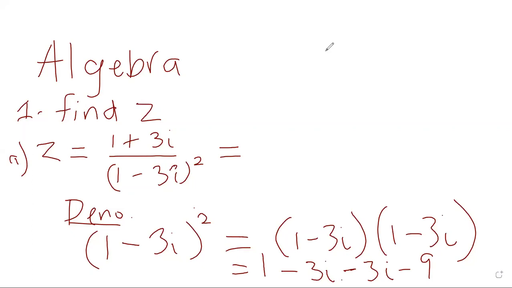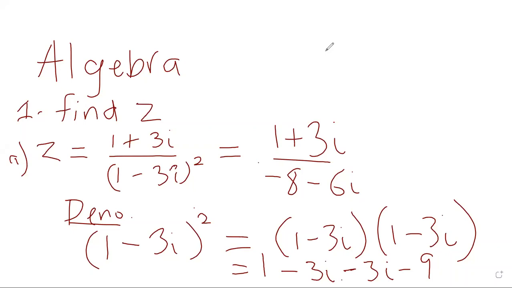So if we solve it, if we write it, we get for the denominator minus 8, because 1 minus 9 is minus 8. And then we have minus 6i. And then for the numerator here, we have 1 plus 3i. So this is the new complex number that we have.